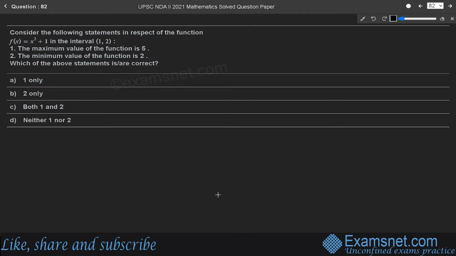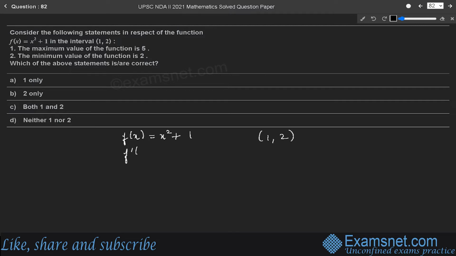Next question is, consider the following statements in respect of the function. The function is given, f of x is equal to x square plus 1 in the interval 1 and 2. The interval is given which is 1 and 2. Statements are the maximum value of the function is 5 and the minimum value of the function is 2. We have to find which of the statements is correct.